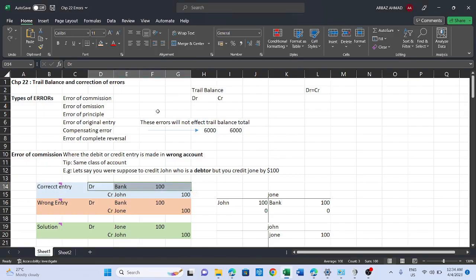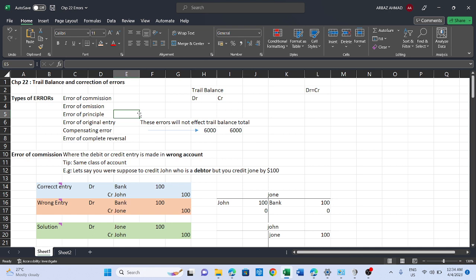Alright, so this is going to be the short video for correction of errors. So here we have the types of errors, and first we have error of commission, which is about you entered the amount in the wrong account, and then error of omission, you forget to record something, and error of principle, you record something in the wrong class of the account, so the expense becomes an asset, for example.